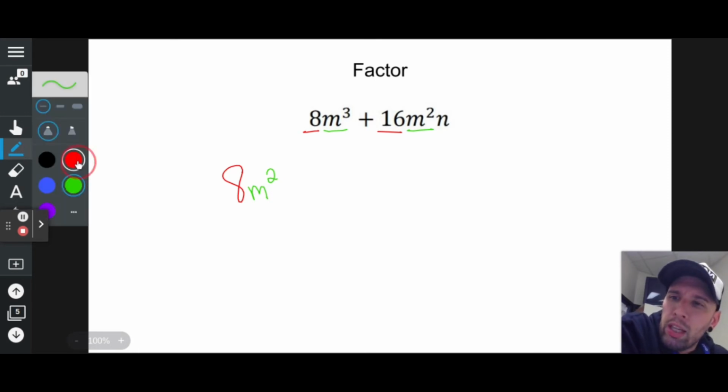Now there's a third thing here, an n. But you don't have an n. So I can't pull out a common factor using that n. So can I pull out a common thing? No, n is just there.